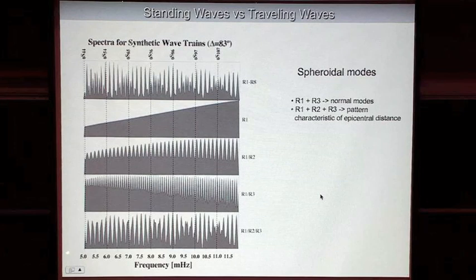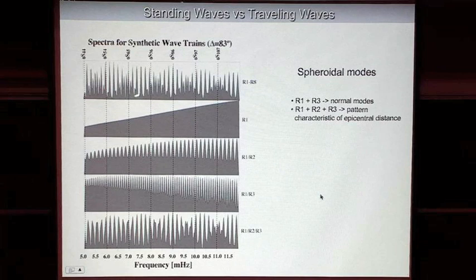The y-axis here is spectral amplitude. I said calculate spectra, so the Fourier spectrum. And then you get amplitude or energy versus frequency, just like the hydrogen lines.